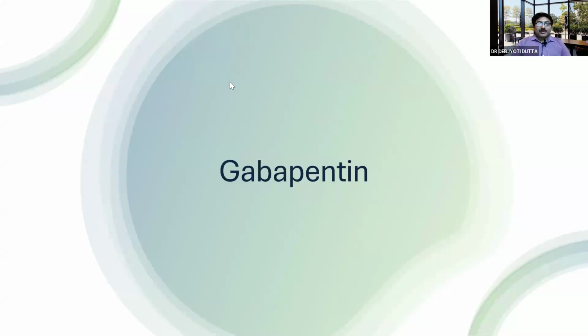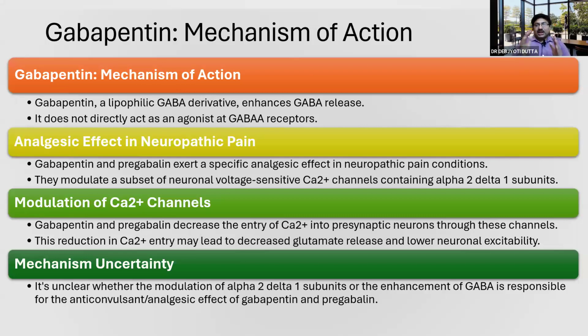Now, coming to gabapentin. Remember, probably these are the two drugs, gabapentin and pregabalin, most widely used for the management of chronic pain. Now, gabapentin is a lipophilic GABA derivative which enhances GABA release. Remember, gabapentin as a drug is not going to bind with the GABA receptor, but it binds with the alpha-2-delta type of calcium channel, by which it potentiates the action of the GABA.